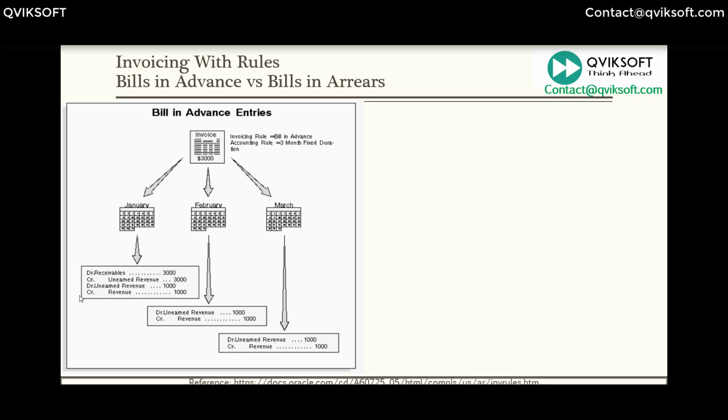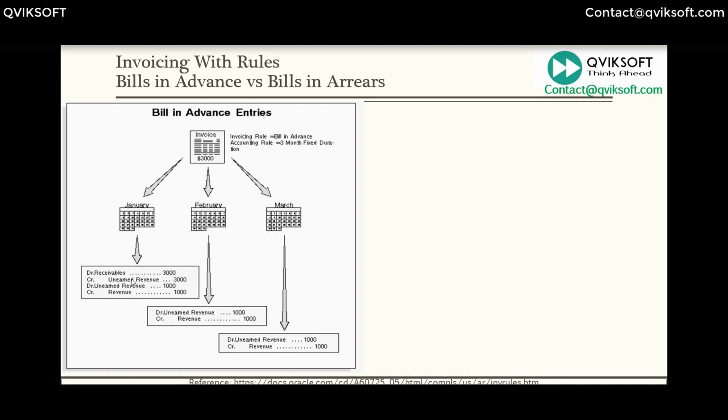So what is the accounting entry when you create the invoice? The entry will be debit receivable, because with the bills in advance invoicing rule I recognize the receivable immediately, and I will credit unearned revenue. Unearned revenue is very similar to a revenue account, but it is a separate classification called unearned. That means I have not earned it yet. As I mentioned in scenario 1, we are billing them for the whole period, so I have not earned that revenue.